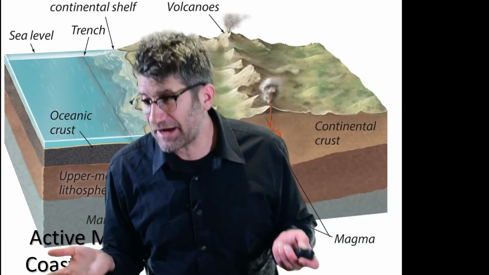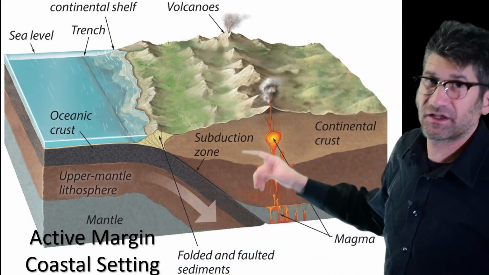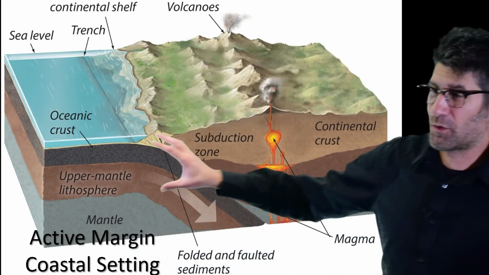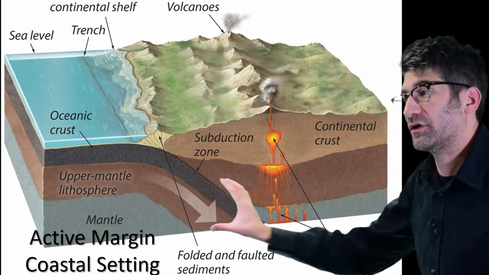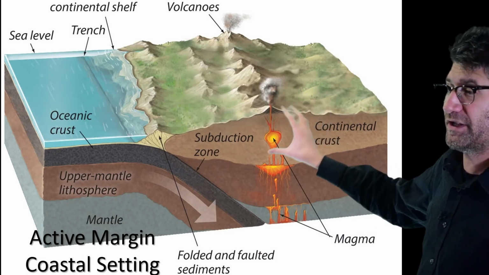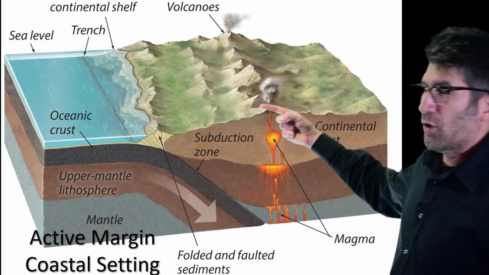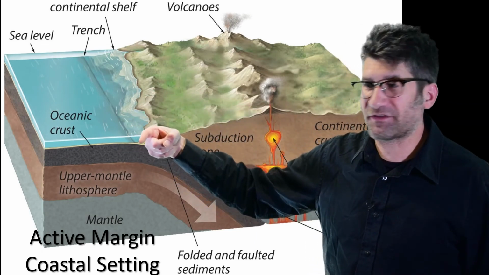Compare that now to an active margin. So here's an active margin setting. Think the Oregon coast or the Washington coast, where we have an active oceanic plate that's currently being subducted underneath the North American plate. So this would be the Juan de Fuca plate being subducted under. And now when you have rivers that are dumping out their sediment, there is some place for that sediment to go.